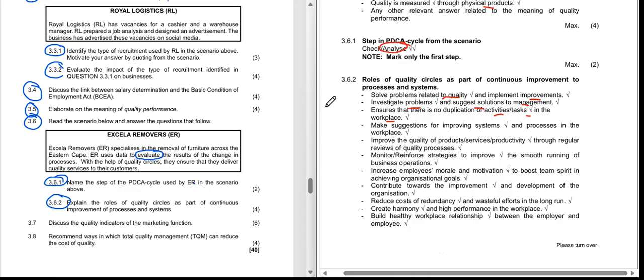So to make suggestions for improving systems and processes in the workplace, to improve quality of products, services, productivity through regular reviews of quality processes. All these are the roles of quality circles: increase employee morale and motivation, to boost team spirit in achieving organizational goals, etc. So feel free to pause the video and go through all of them.